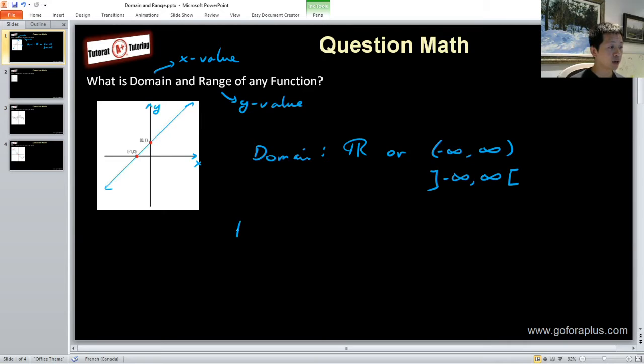So let's look at the range first here. Range is basically from negative infinity again, because it's going down to minus infinity, and it's going up to infinity. So the range is also all real numbers, or minus infinity to infinity.